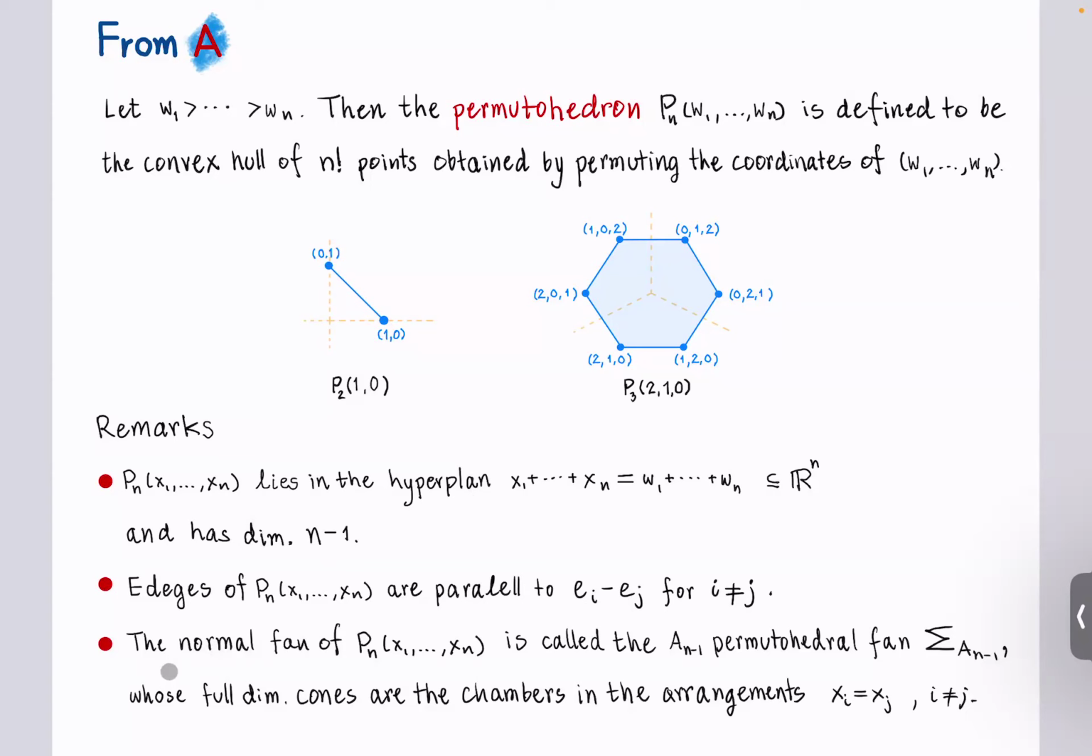And another remark is about the normal fan. I didn't define what the normal fan is, but you're going to be fine with this talk even if you don't know this. I'm just going to say it in case some people are familiar with this concept. The normal fan of this permutohedron is called the A_{n-1} permutohedral fan, whose full dimensional cones are the chambers in the hyperplane arrangement x_i = x_j, with i not equal to j.